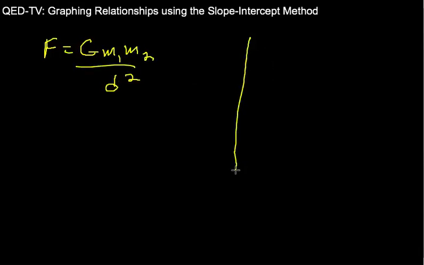All right, let's try another one here. Let's still go with the same thing, Newton's universal law. Let's do it again: G M1 M2 over d squared, and we get a graph here, which looked really bad.